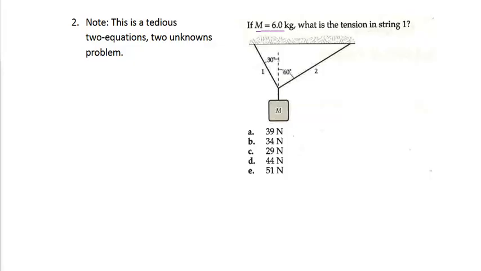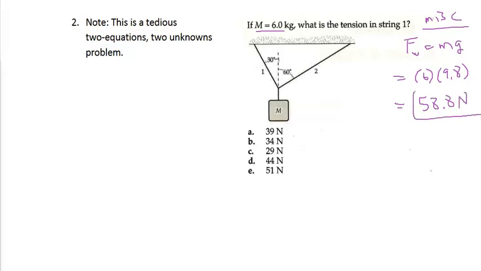So what do we know? The mass is 6 kilograms. So let's go to our miscellaneous column and say force of the weight equals mg equals 6 times 9.8 or 58.8 newtons. And we want the tension in string 1, but we're going to get two equations, two unknowns. Let's see, let's draw the force diagram here.